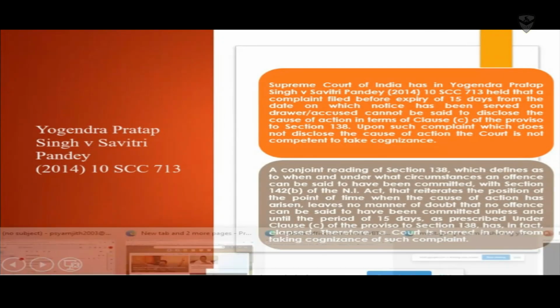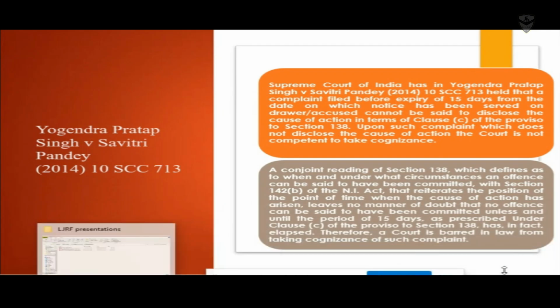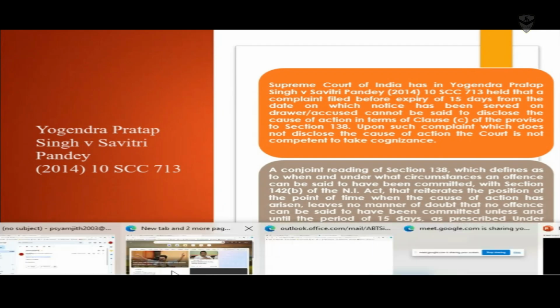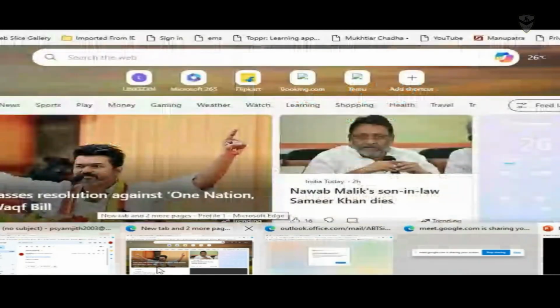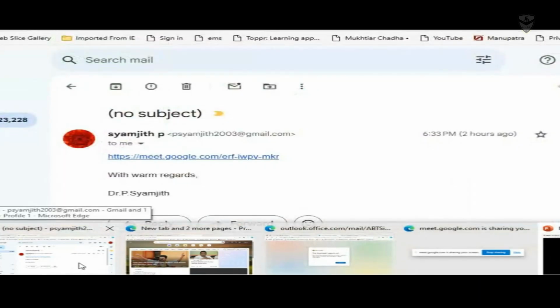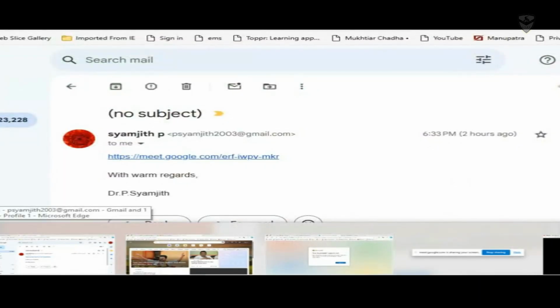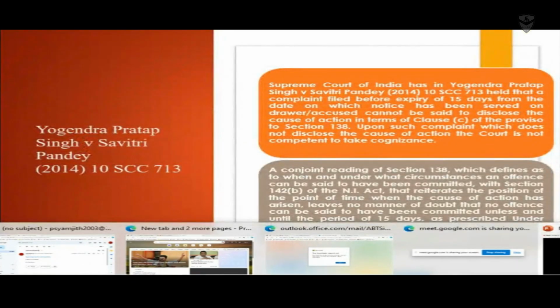Sir, I have a doubt. Once the cheque has been bounced because the account has been blocked by the banker, in this case can we serve a notice and file a complaint under Section 138 against the person?